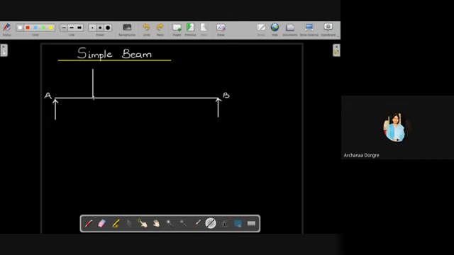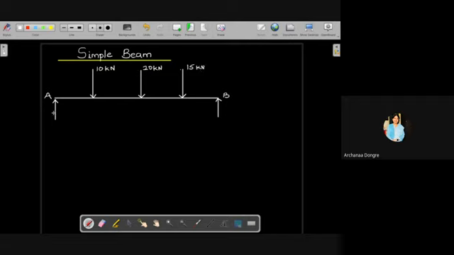We have already studied such things. So let's consider two loads like this. Let's say this load is 10 kilonewton, say 20 kilonewton, say 15 kilonewton. So this is the beam.